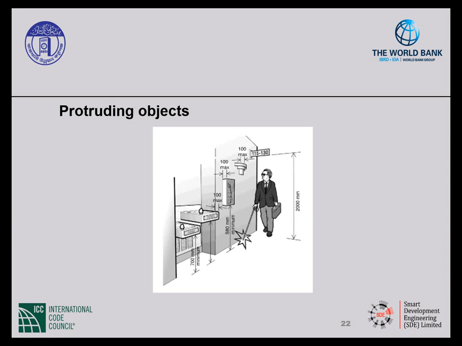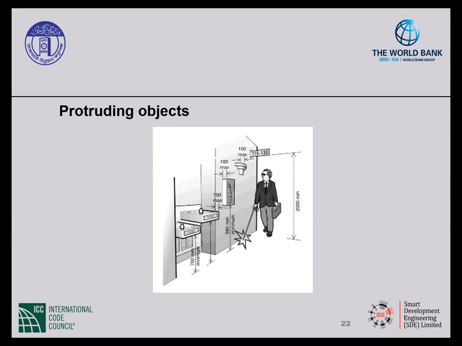The fire extinguisher cabinet is shown at a maximum 100 millimeters from the finished face of the wall. However, if that did project more than 100 millimeters, the bottom of the cabinet would need to be located at 580 millimeters or lower, or you would need to provide some sort of protection underneath that cabinet.